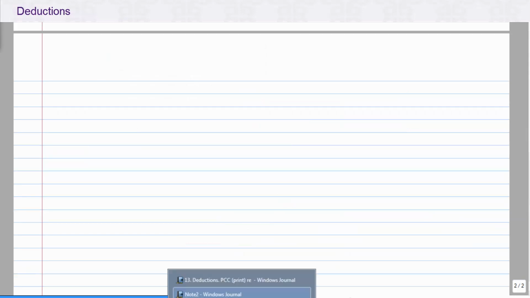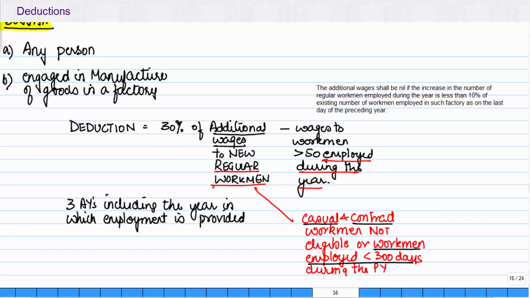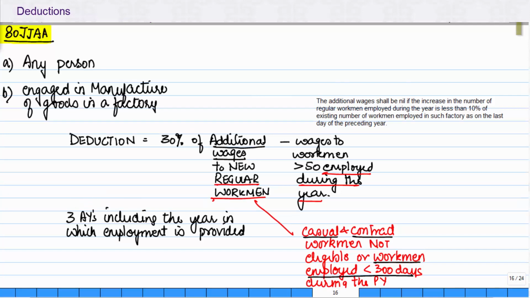Now 80JJAA. First of all, what is this for? Again, we are encouraging people in the manufacturing sector. Now in the manufacturing sector, you require labor. To encourage people to employ more people, more workmen, more labor. Remember, salary paid to labor, wages paid to labor will as it is be allowed as a deduction while computing business income. I hope you are understanding what I am saying. When we are computing business income, at that point of time, the wages you are paying is an expenditure for the business. Therefore, obviously, it will be allowed as a deduction.